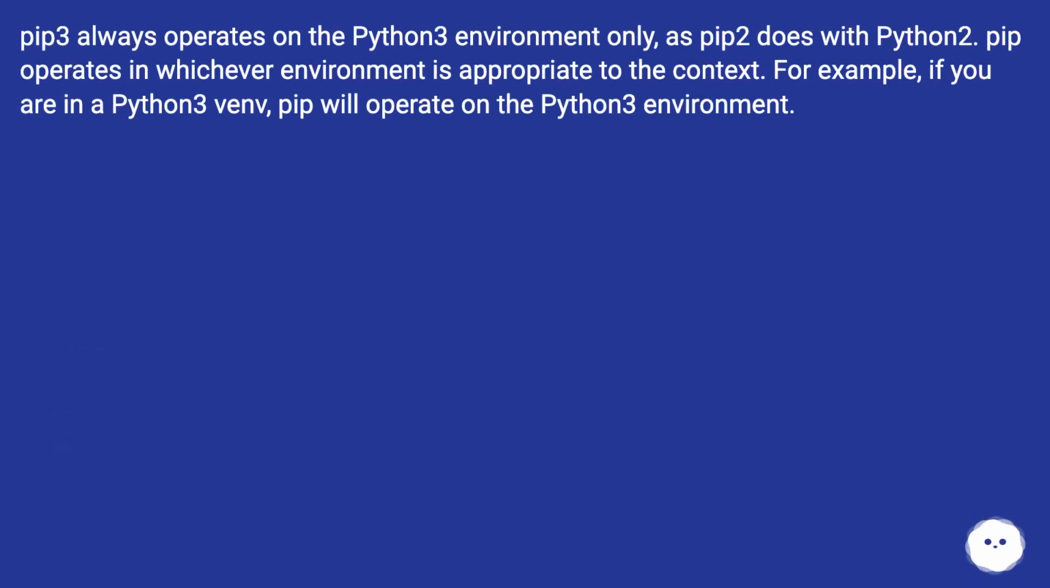pip3 always operates on the Python 3 environment only, as pip2 does with Python 2. pip operates in whichever environment is appropriate to the context. For example, if you are in a Python 3 env, pip will operate on the Python 3 environment.